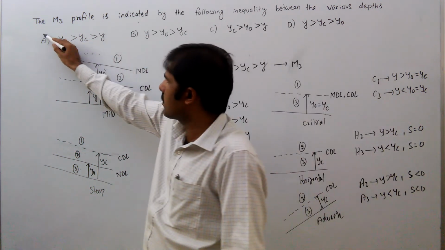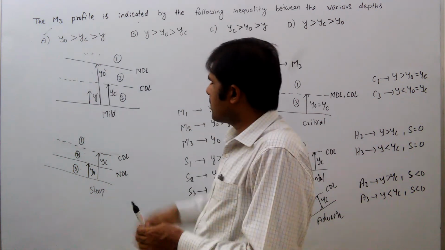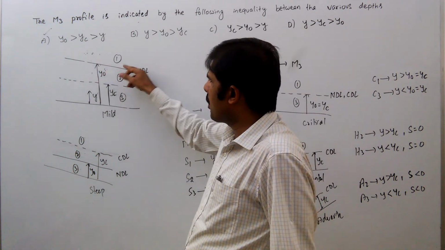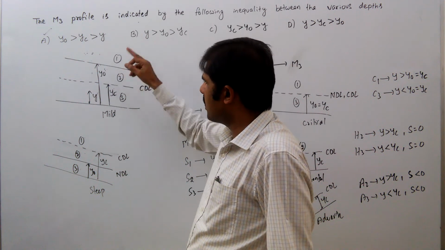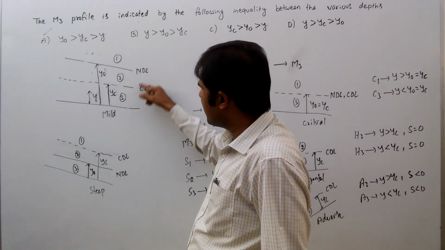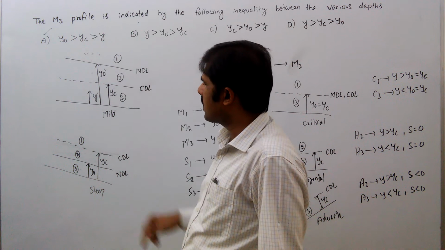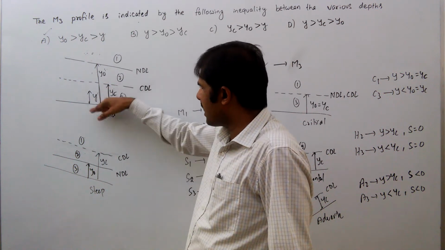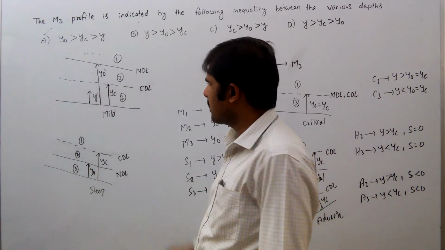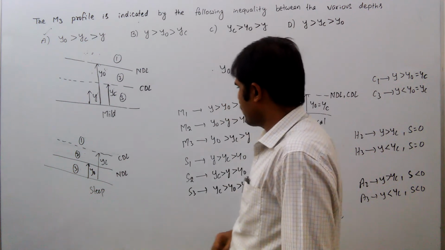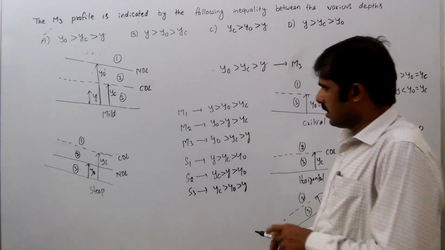So option A is the correct one. That means if Y is above NDL, then it is M1. If Y is in between CDL and NDL, then it is M2. And if Y is less than CDL, then that is M3 profile. Based on region, we can decide the profile.